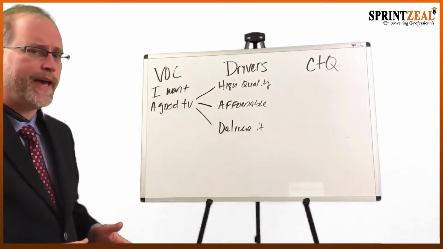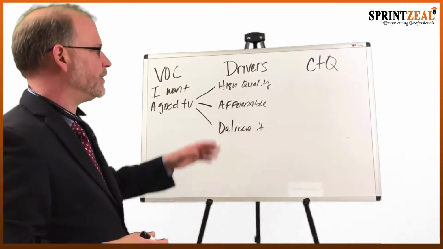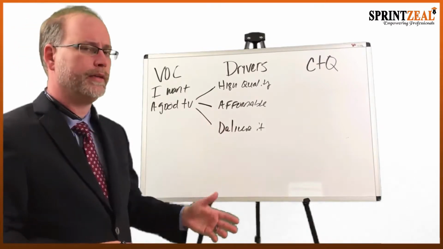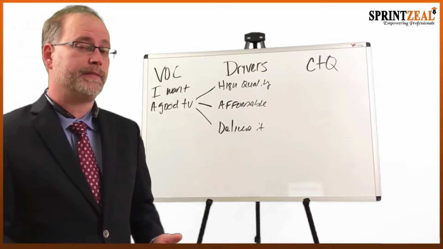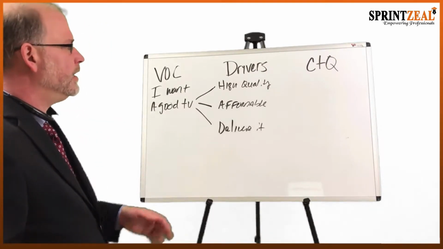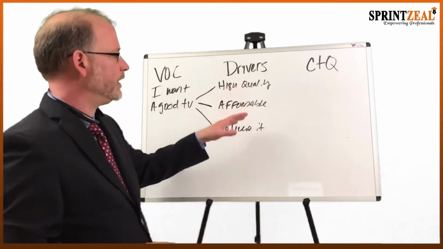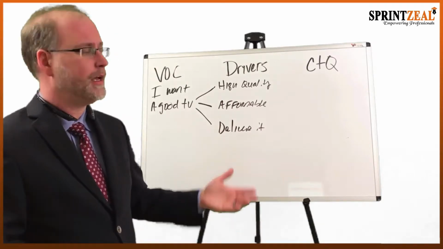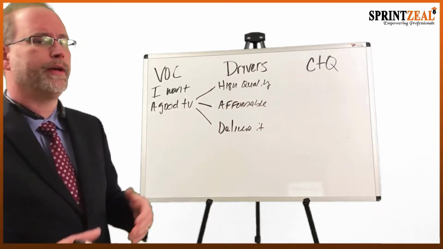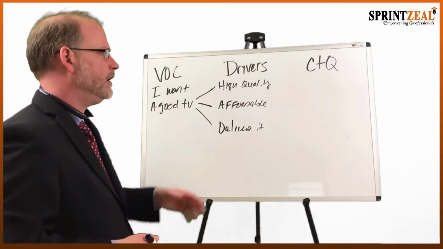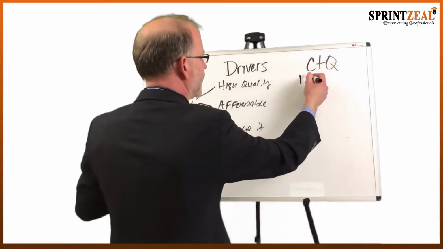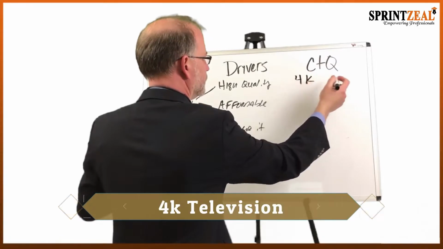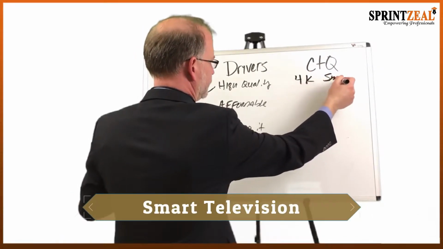But those are still vague. I still don't understand what high quality means, what affordable means, and what delivery means. So I need to ask some additional questions. So in order to measure what quality, affordability, and delivery mean, I've got to create my CTQ, or my critical to quality. So in terms of high quality, my TV has to be a 4K TV, and it has to be a smart TV.